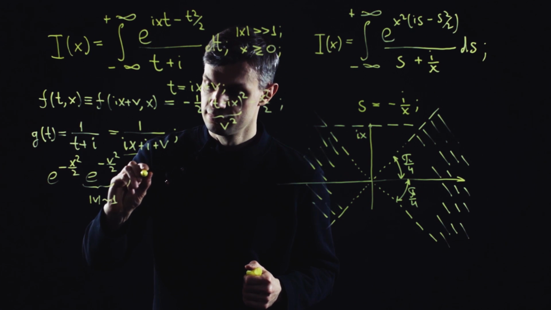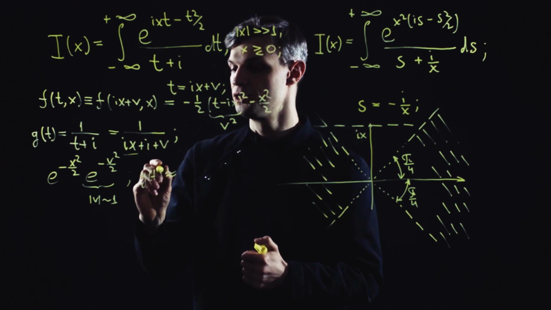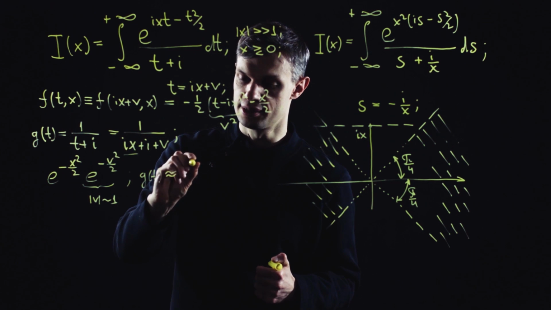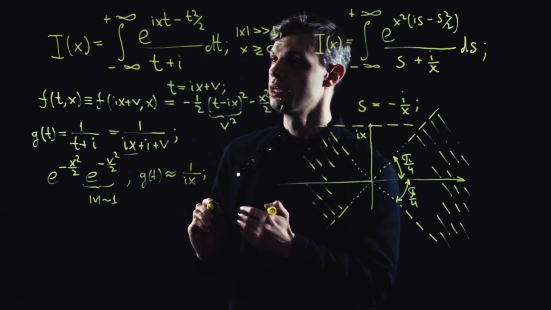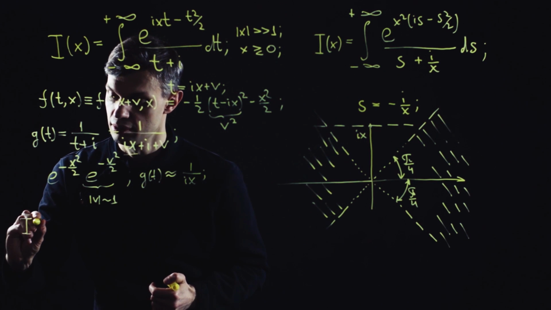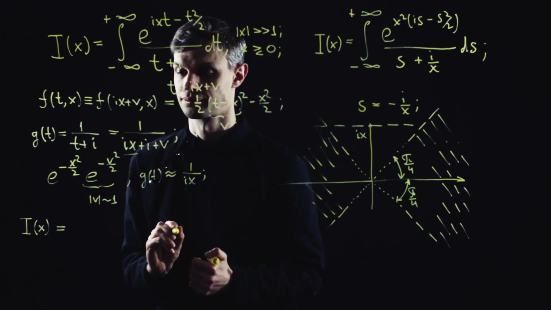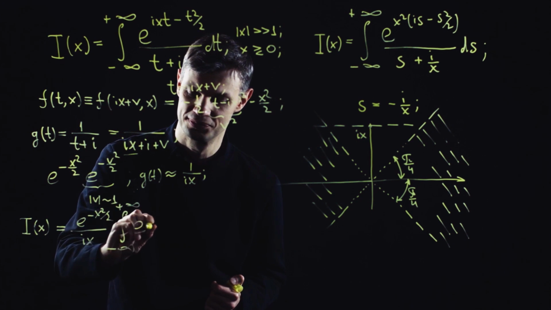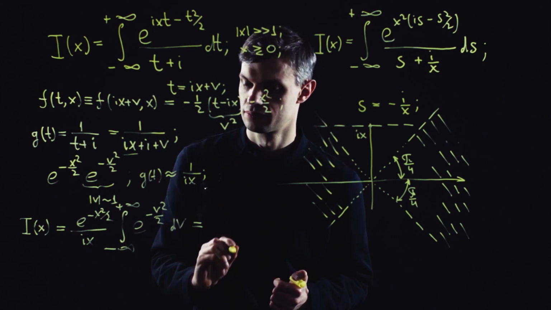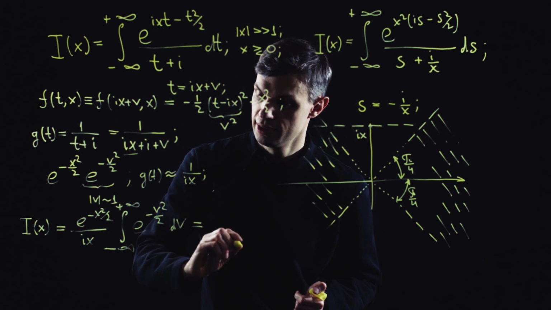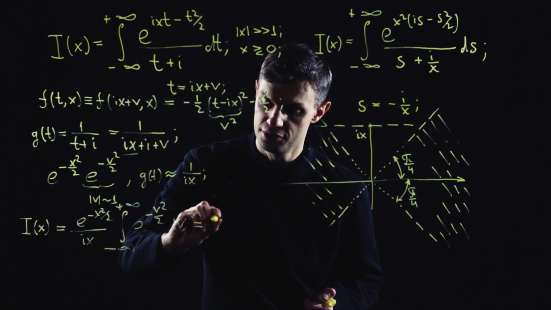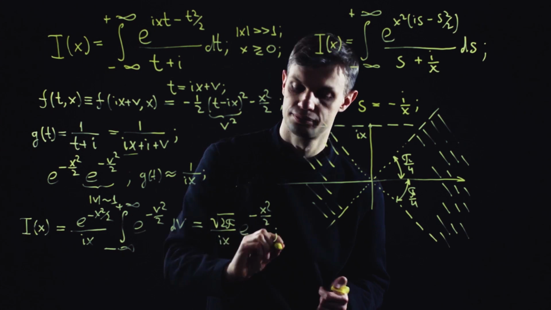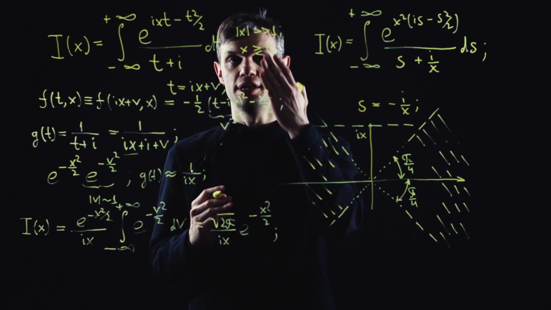So our g of t function now can be simplified because we can drop the i term, which is of the order of 1, and v in comparison to this large ix term. And now the integral is reduced to a simple Gaussian one. Again, no large parameter in the exponent, and the resulting answer is the square root of 2 pi. Now we are ready to discuss the case of large and negative values of x.